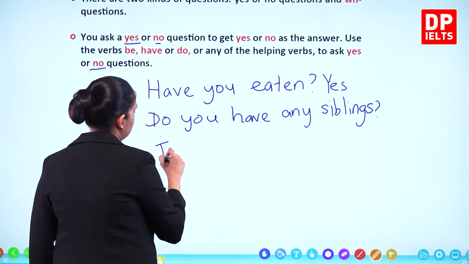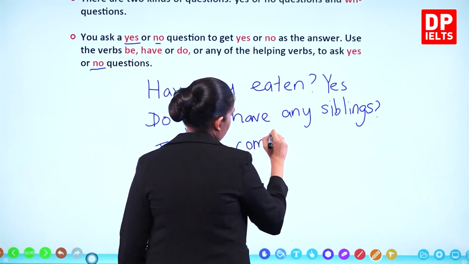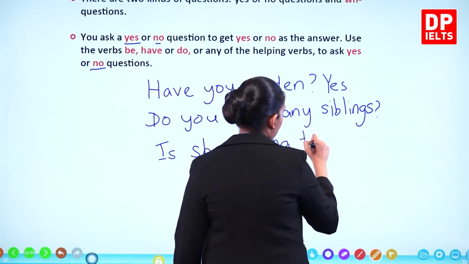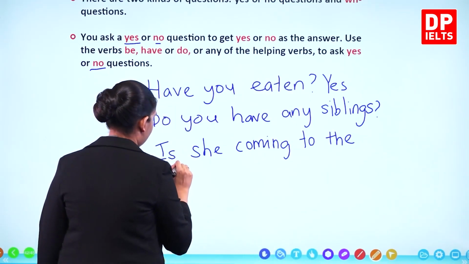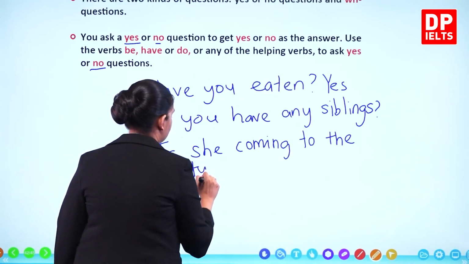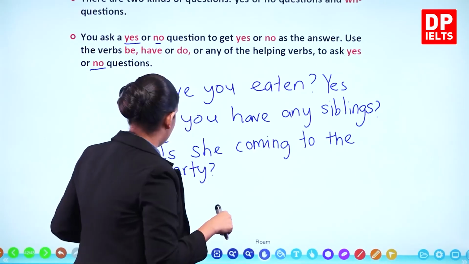Is she coming to the party? Yes or no? Is she coming to the party? அவங்க பார்ட்டிக்கு வராங்களா? Yes and yes, no and no. Yes, she is coming. இல்லாட்டி no, she is not coming. இல்லாட்டி yes, she is, no, she isn't. Right? அப்படி ஷார்ட்டாகவும் நாங்கள் ஆன்சர் பண்ணலாம்.